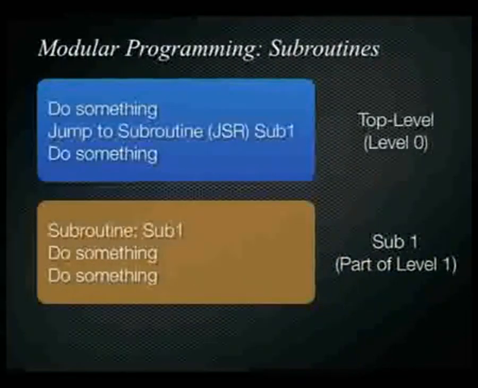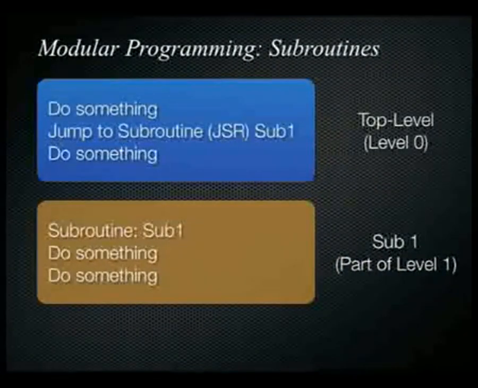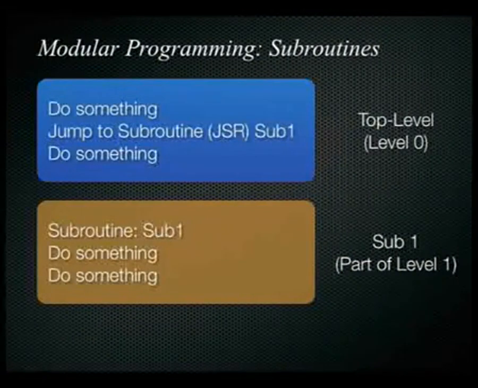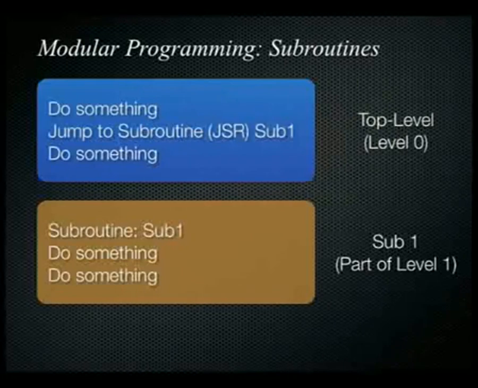So to give you an example, we're simply in the top level, like in our main, doing something. We jump to subroutine sub 1, so we then jump down to subroutine 1, we do something, and when we finish that, we go back up to the line after the jump to subroutine, and we continue doing something on our main. So you can sort of think that the subroutine could be inserted into that jump to subroutine section of our main, because that's effectively what the program's doing.